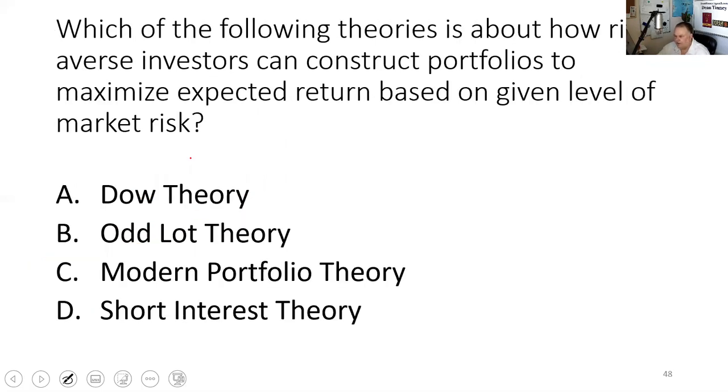Which of the following theories about how risk-averse investors can construct portfolios to maximize their expected return based on a given level of risk? Wow. Theory isn't truth, just a way of explaining things. And the more a theory can explain, the better that theory is, right? And this is the whole point. Oh, there's where that dot is coming from. I was trying to figure out where that dot's coming from. This theory is called modern portfolio theory.